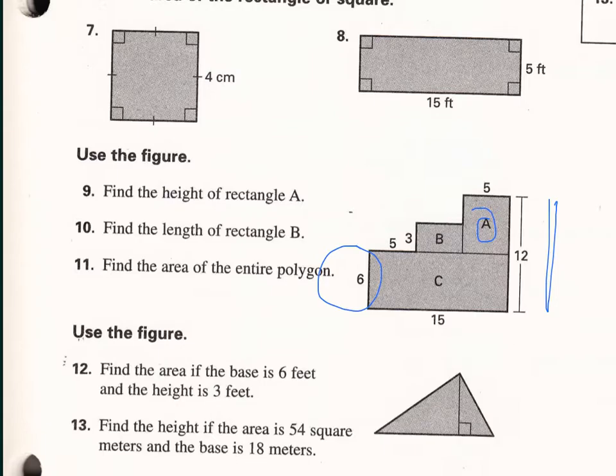Number 10, you need to find the length of B. So that's this portion right here. You need to figure out how long he would be. Again, you're going to want to use 15 because that's the whole thing. And then look at some of the other measurements that they give you. And then number 11, figure out the area of the whole thing. So find the area of A and B and C and then add all three of those answers together.